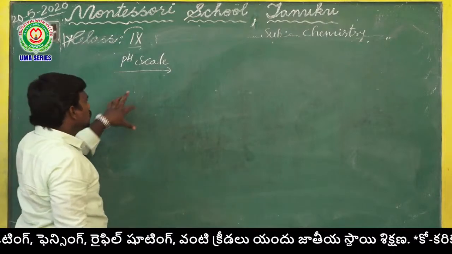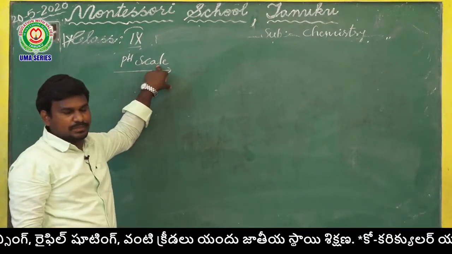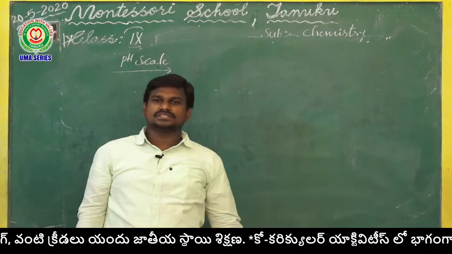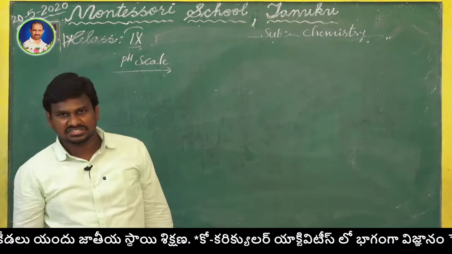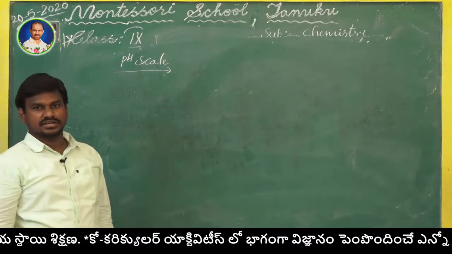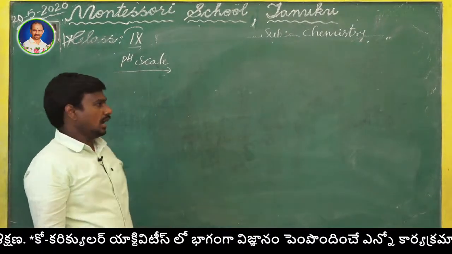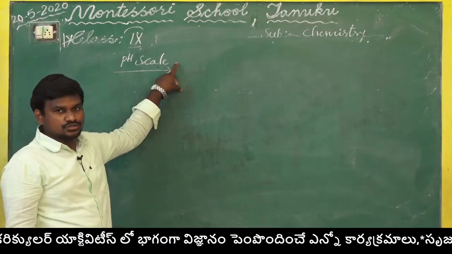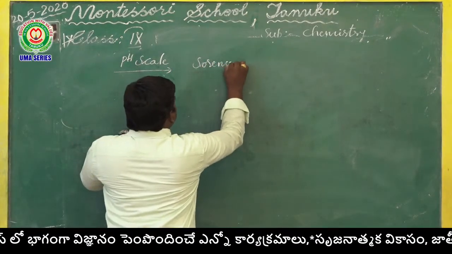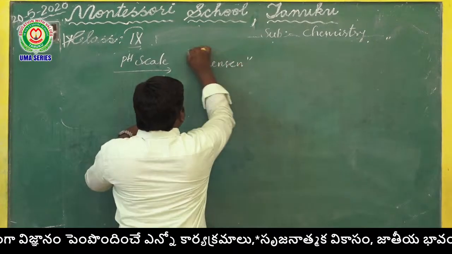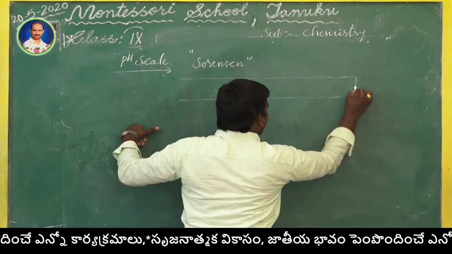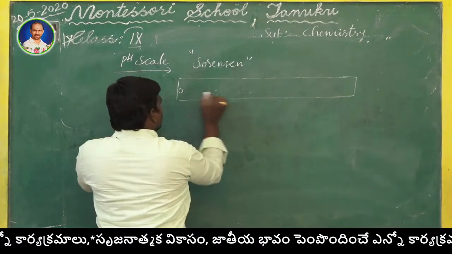pH scale. What is the definition of this pH scale? It is a scale for measuring hydrogen ion concentration in a solution. And this pH scale was introduced by scientist Sorensen. And in the pH scale, a total of 14 values are present.